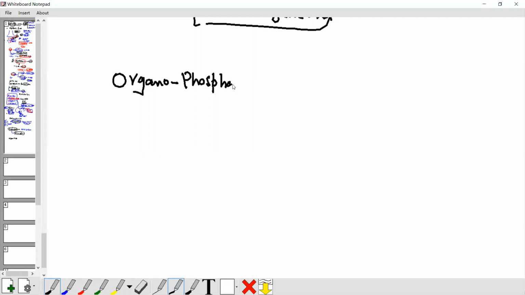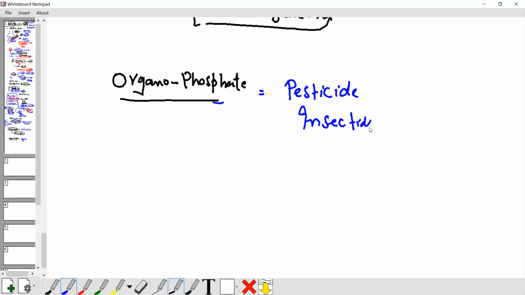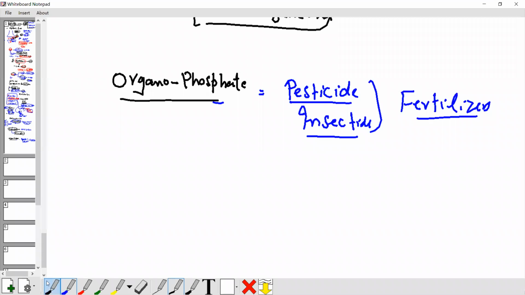Organophosphate. Maybe you have pesticide or insecticide at your home. Organophosphate is present in pesticides and insecticides. You know fertilizers, the fertilizer we use for fields and crops. They are mostly insecticide and pesticide. The chemical formula of these insecticides and pesticides contains organic phosphate. These are organophosphates.